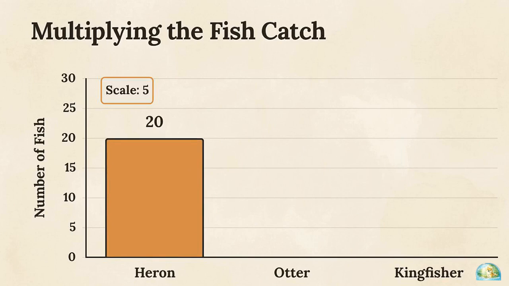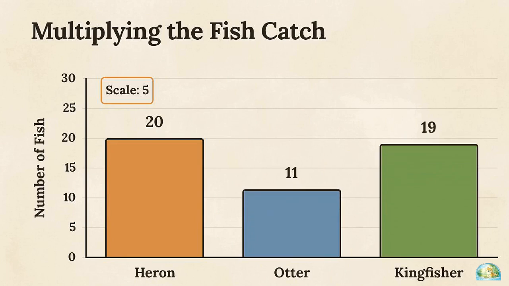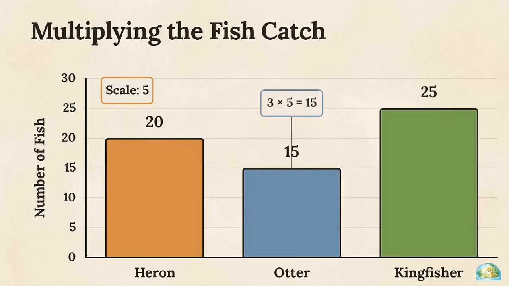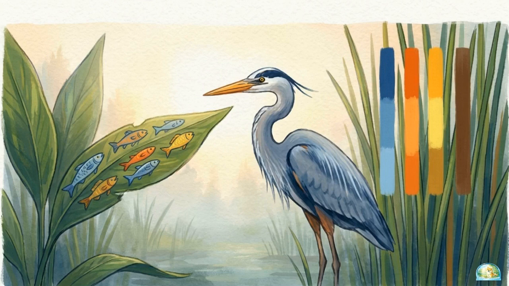Since Heron caught 20 fish, a solid bar grows right up to the 20 mark. We calculate the remaining bars using multiplication. Otter had 3 icons, and 3 times 5 is 15. Kingfisher had 5, and 5 times 5 is 25. A scaled bar graph and a scaled picture graph carry the same values, only the visual representation changes.